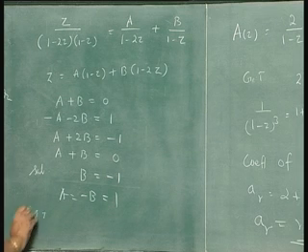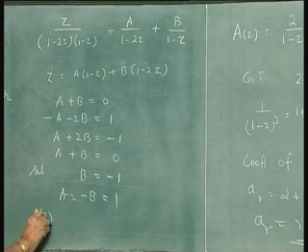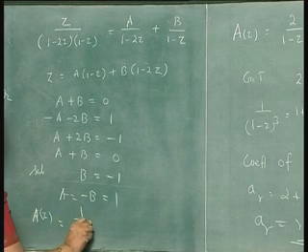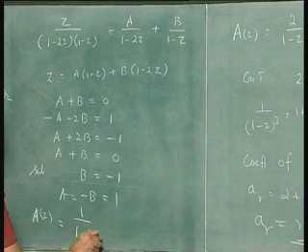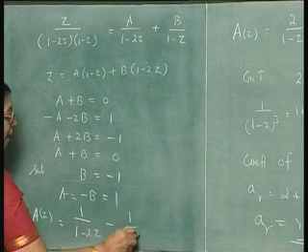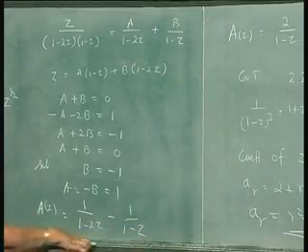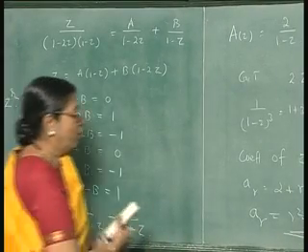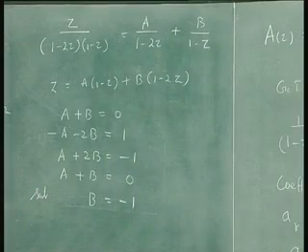So, you get the generating function as 1 by (1 minus 2z) minus 1 by (1 minus z). Now, for the solution you have to find the general term.